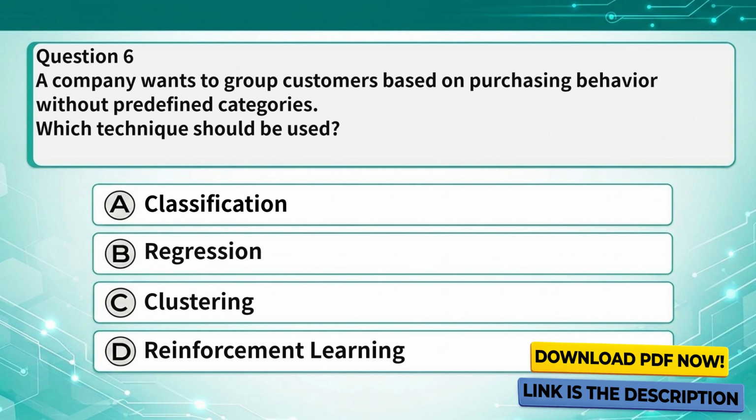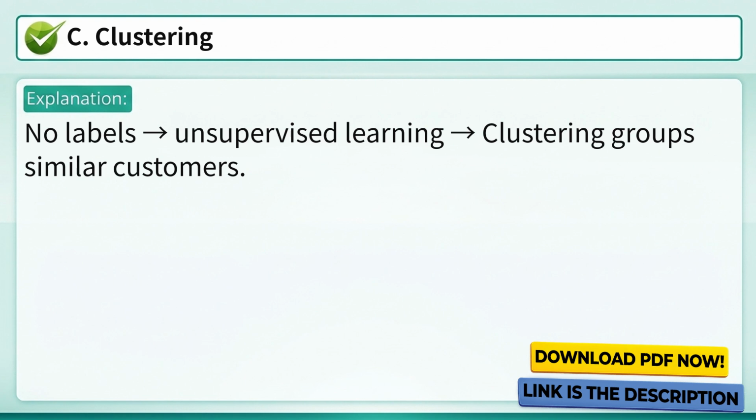Question 6. A company wants to group customers based on purchasing behavior without predefined categories. Which technique should be used? A. Classification. B. Regression. C. Clustering. D. Reinforcement learning. Answer, C. Clustering. Explanation. No labels leads to unsupervised learning, leads to clustering groups similar customers.